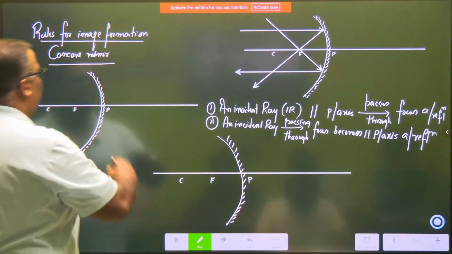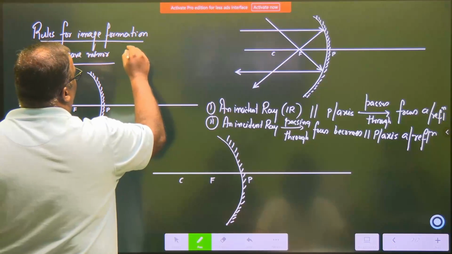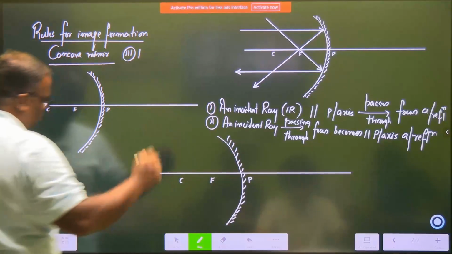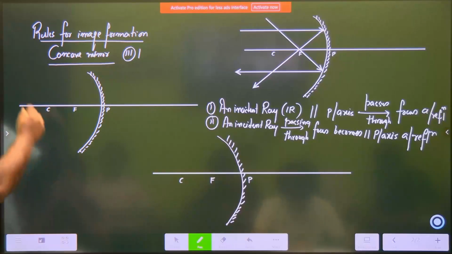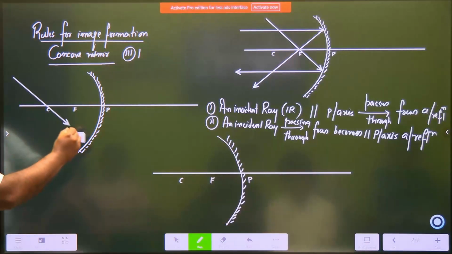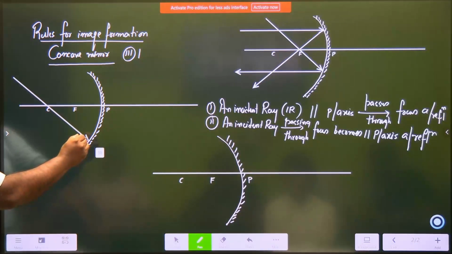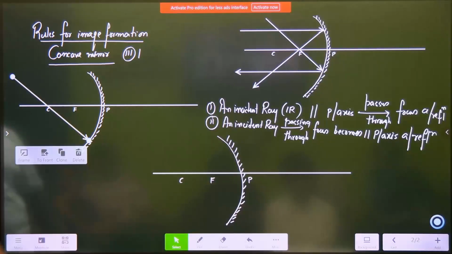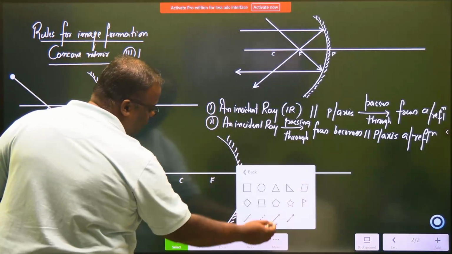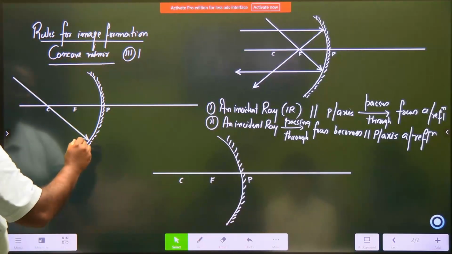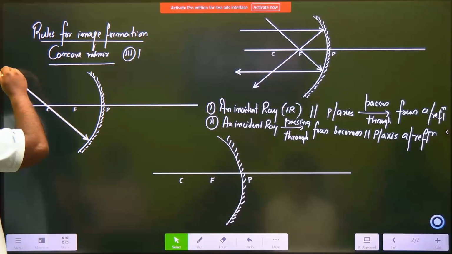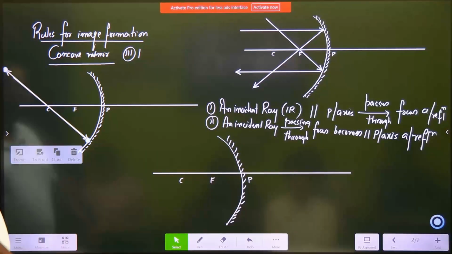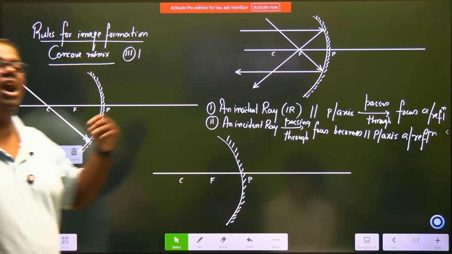Okay, rule number 3. Listen to the rule. First look at the rule, then you can frame your own way. A ray through the center of curvature. An incident ray through the center of curvature after reflection goes back in the same path, which means it is undeflected. If you are coming through the center of curvature, you reflect back undeflected.